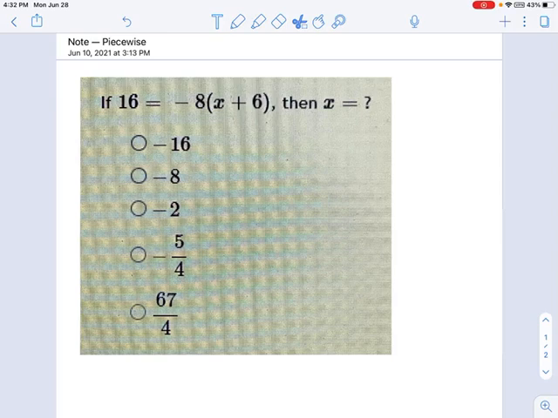So this is a basic linear equation, and it's just asking you to solve it. It says, if 16 equals negative 8 times x plus 6, then what is x? And the reason I say this is a linear equation is because if you take a look at this x, there's no exponent on it.